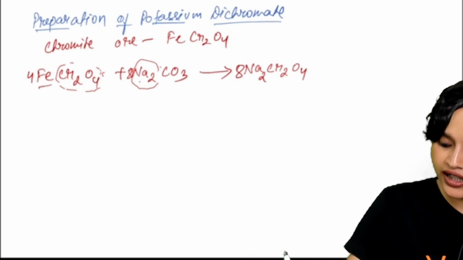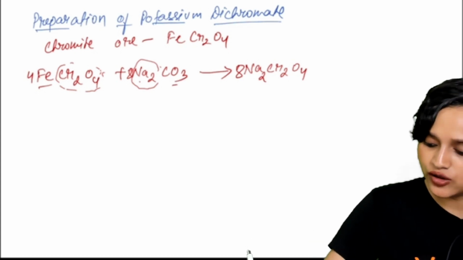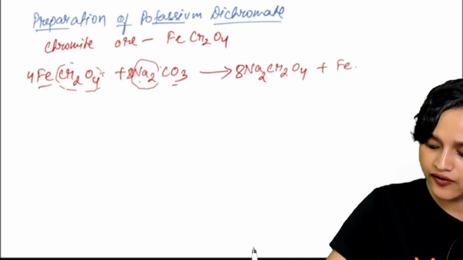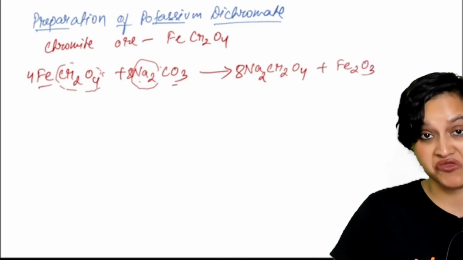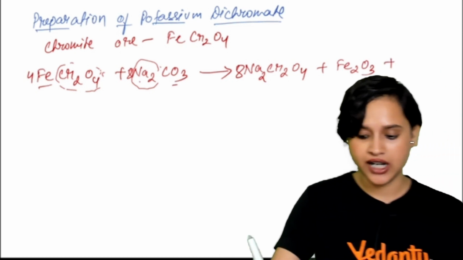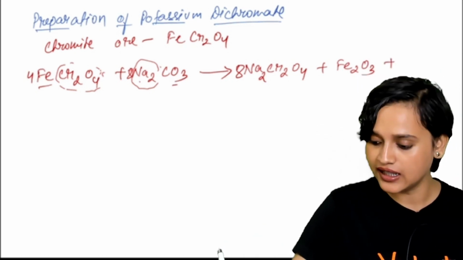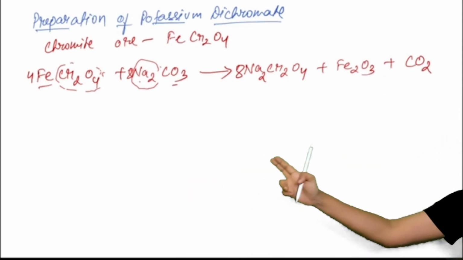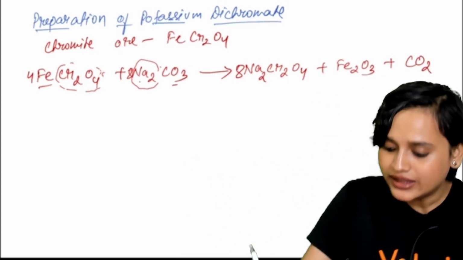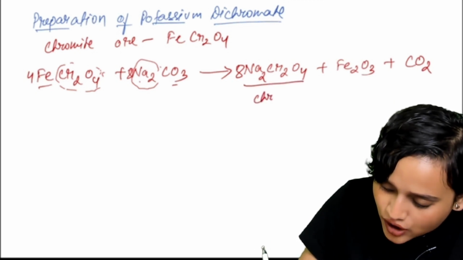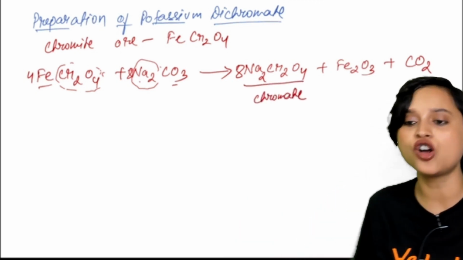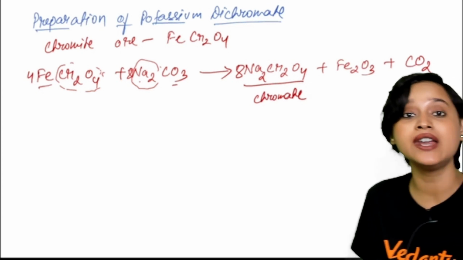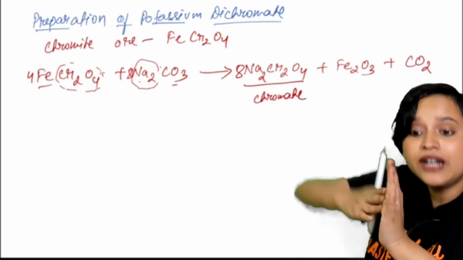You have Fe here, you have CO3 here, so we can write Fe2O3, obviously, and carbon dioxide, because there is so much C. Makes sense? Now this, my dear student, is your chromate. But what do we need? From chromate we need dichromate.